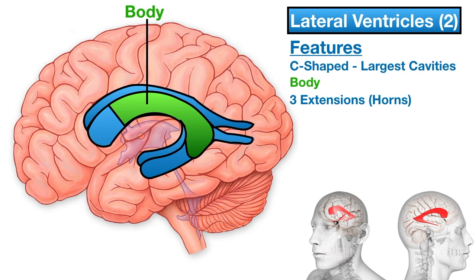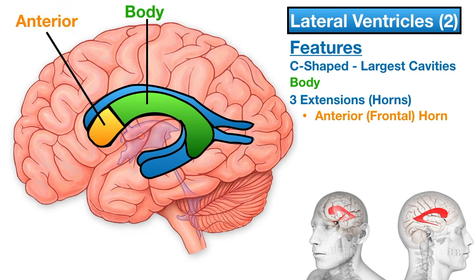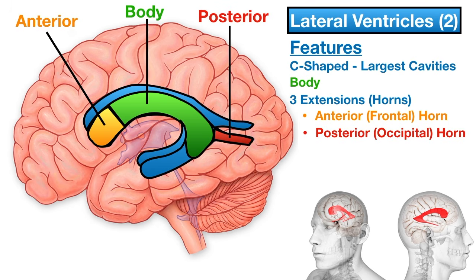And then coming off of the body are 3 different extensions or horns. The first one is the anterior horn or the frontal horn. As the name suggests, it's going to project anteriorly off of the body and extend into the frontal lobe. The next one is the posterior horn or the occipital horn. Same thing as the name suggests, it's going to project posteriorly off of the body into the occipital lobe.